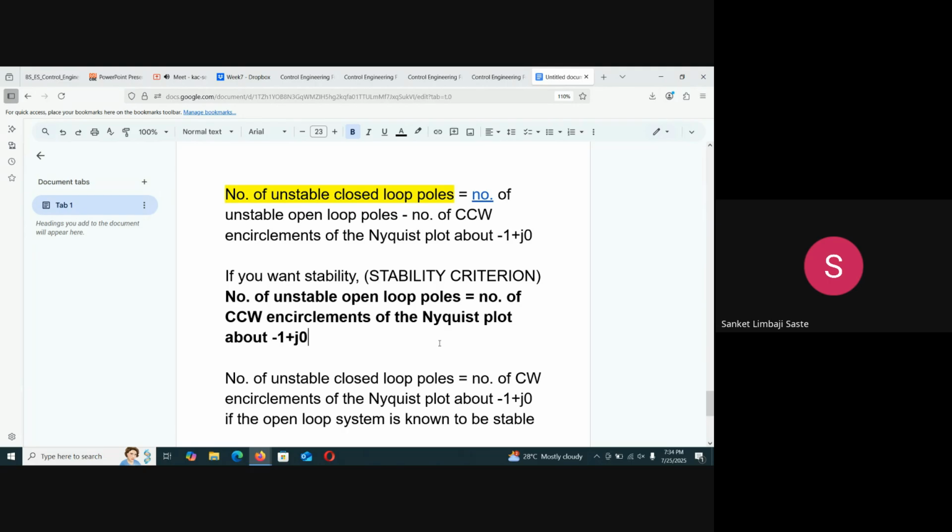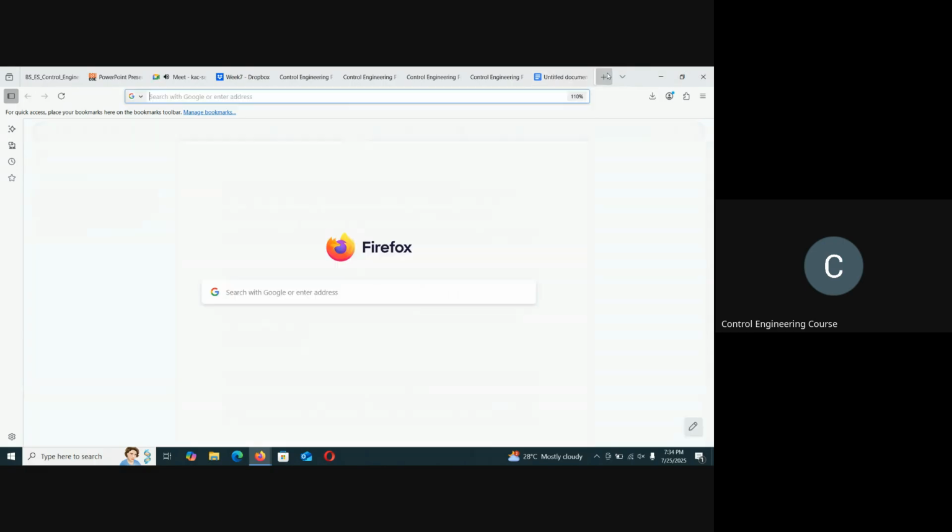Sir, I didn't get the second special case, where zeros are. Okay, that special case, we'll see that later. Do you get the normal case? Yes, sir. If you get the normal case, I think you can also play around with MATLAB. The Nyquist plot is basically the polar plot with a mirror image, right?